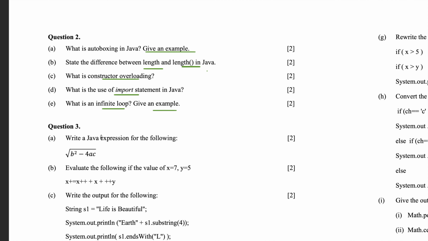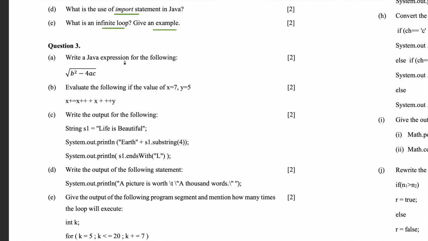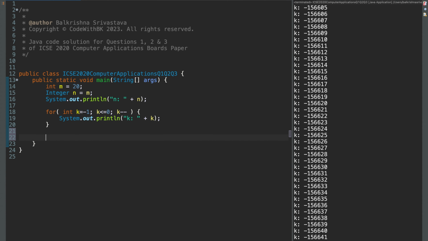Next question is question 3 part A. Write Java expression for the following. So the Java expression would be Math.sqrt(b*b - 4*a*c). Obviously these have to be defined, otherwise you get errors here. So you can say int a = 1, b = 2, c = 3, so that this does not give you error. Oh, minus.